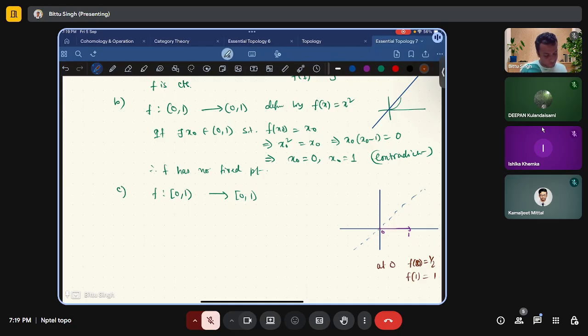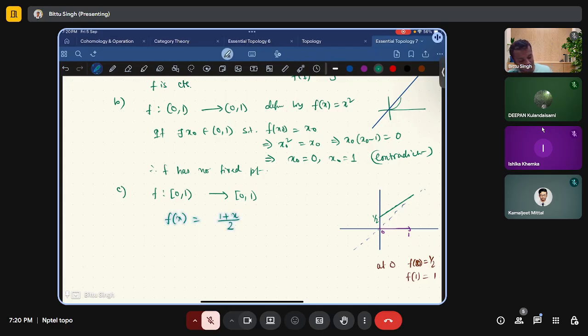Graphically I am creating a function like this. It starts at half and it intersects at this point, but this point is not in the domain. 1 does not belong to the domain. So at 1 this value will be 1. So this function is nothing but defined f(x) equal to half plus, that is 1 plus x by 2, right?